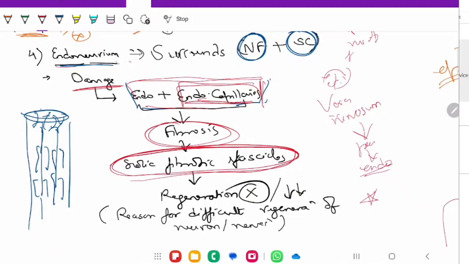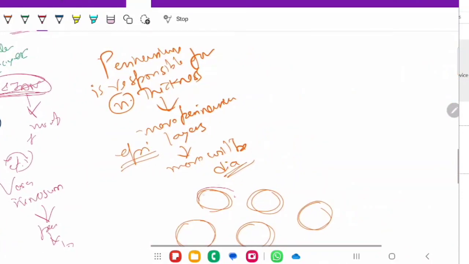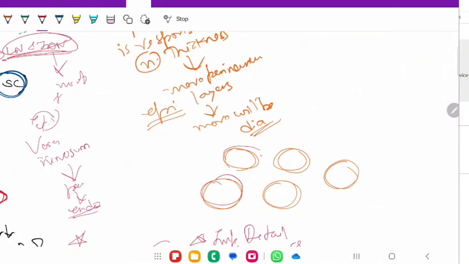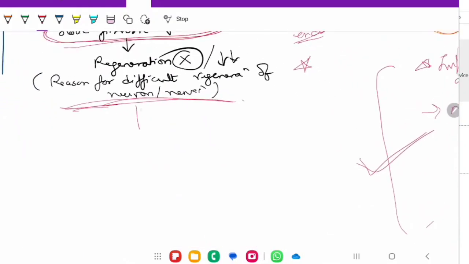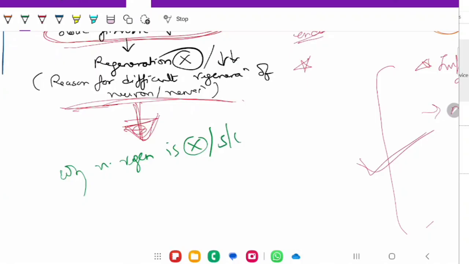These fascicles which we have discussed just now, because of endoneurial damage will undergo fibrosis, and they become solid in nature. Due to this solid nature, their regeneration becomes very slow. And this is one of the most famous concepts and most famous reasons why nerve regeneration is slow. People have been saying it for a very long while: why nerve regeneration is absent or slow. It itself is a controversy. It is slow, it is not absent.